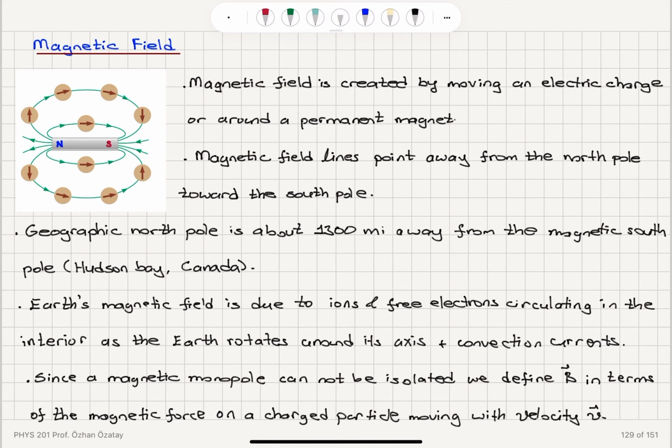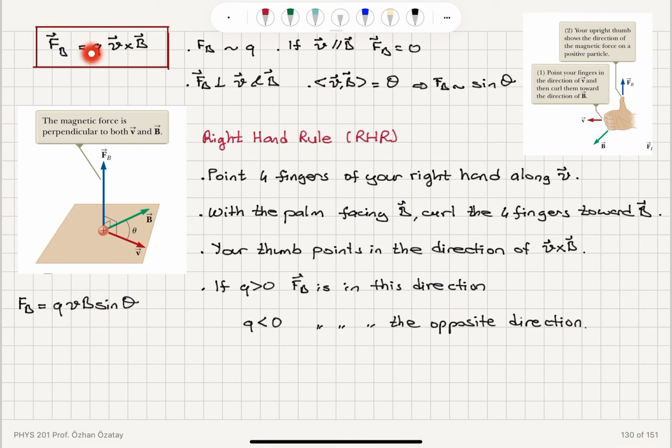We define the magnetic field using the force acting on a charge. A point charge q feels a force q v cross B inside the magnetic field B, which tells us that the force is proportional to the charge. If the velocity and magnetic field point in the same direction, they are parallel, then we will have zero force. We see that the force is perpendicular to the plane that contains the velocity and magnetic field vectors. If the angle between velocity and magnetic field is theta, the force is proportional to sine theta.